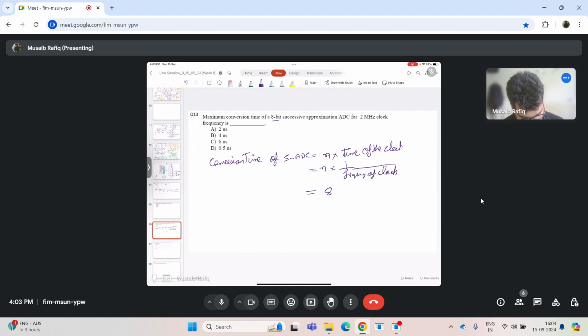So n is 8. This is 1 by 2 megahertz. So this is 8 into 1 by 2 into 10 to the power 6. So it is 4 by 10 raised to the power 6, so it is 4 into 10 raised to the power minus 6. So this is 4 microseconds. Option B.